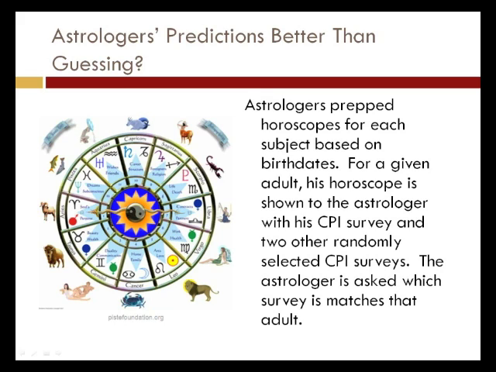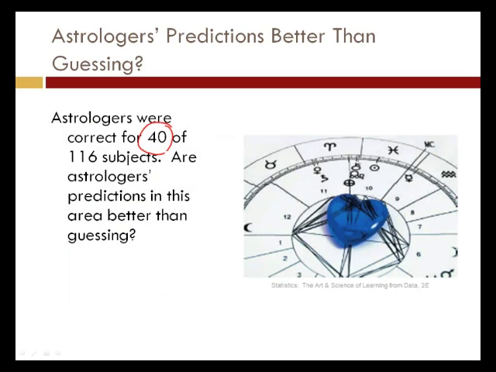Specifically, they are given 3 charts at random and 1 CPI. And they're saying which of your charts matches. Now, one of them is right, and the other 2 are people who are chosen completely at random. So it turns out when they do this for all 116 people, the astrologers correctly chose the person who actually matched the CPI 40 times out of 116 times.